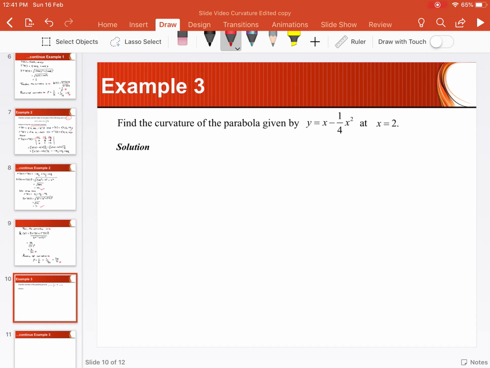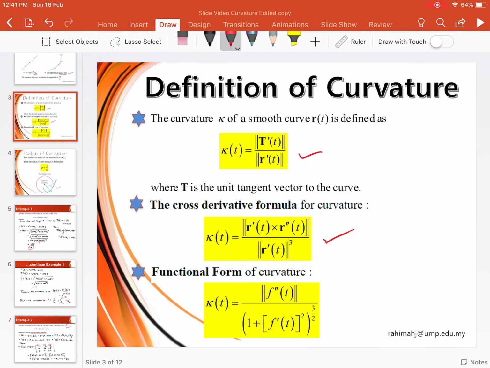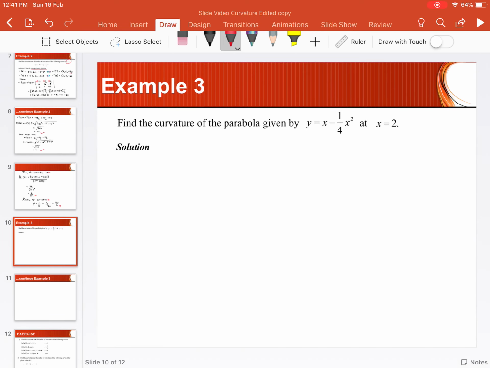Okay, now let us do example number 3. For example number 3, I'm going to use the third formula, the functional form formula. Find the curvature of the parabola given by y equals x minus 1 over 4x squared, at x equals 2. So, functional form of curvature.